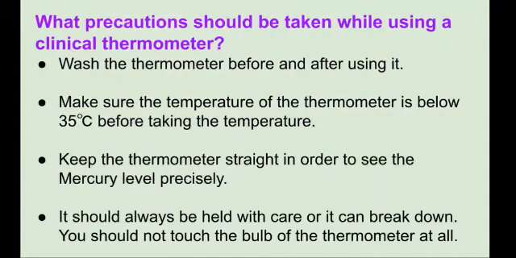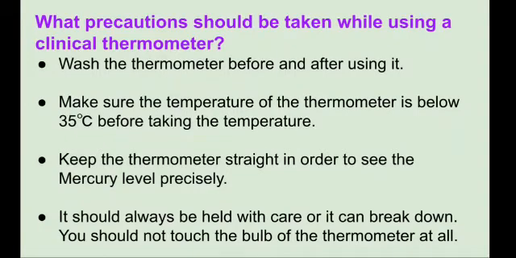Now we'll talk about some precautions. What precautions should be taken while using a clinical thermometer? Wash the thermometer before and after using it. As we all know, make sure that the temperature of the thermometer is below 35 degrees Celsius before taking the temperature. As I told you all, we need to keep the mercury level down at 35 degrees Celsius to observe the body temperature in a correct manner.